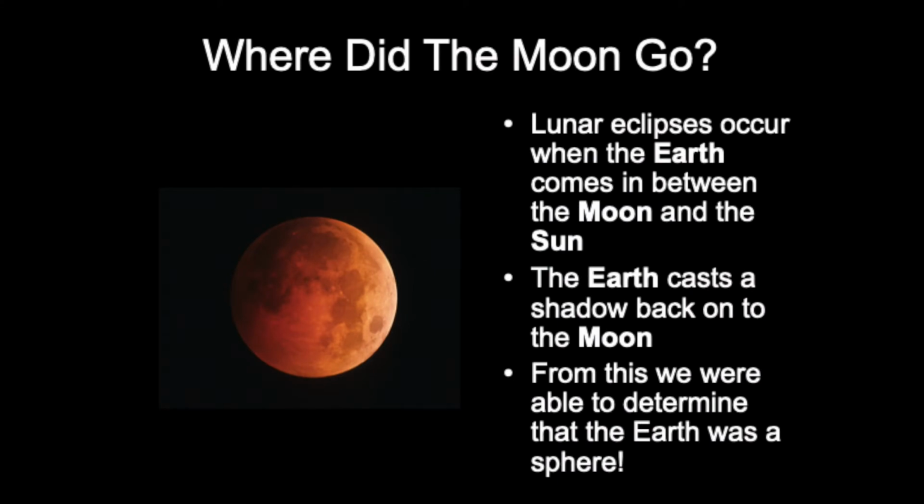Okay, lunar eclipses occur when the earth comes in between the moon and the sun. The earth casts a shadow back onto the moon, and from this we can actually determine that the earth is a sphere. Sorry, flat earthers.